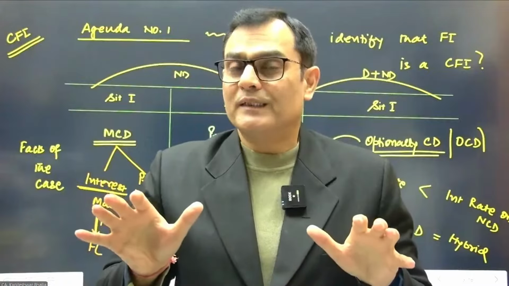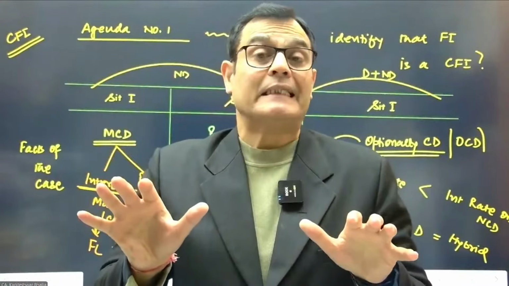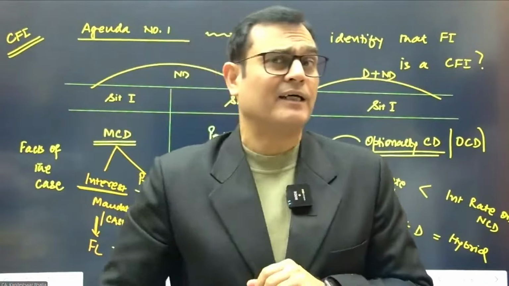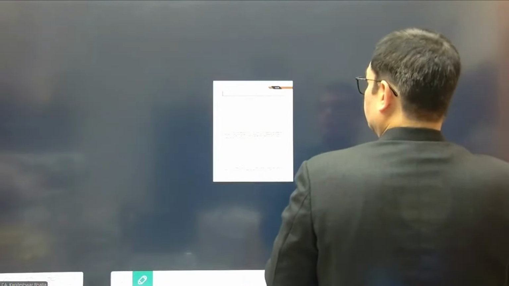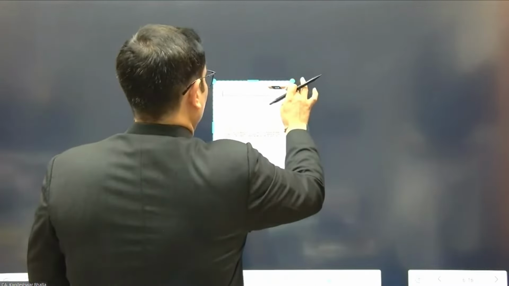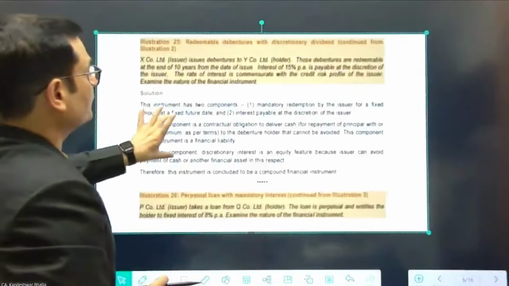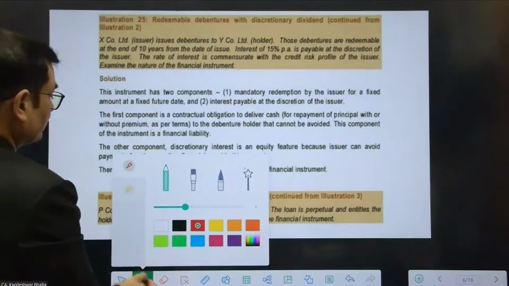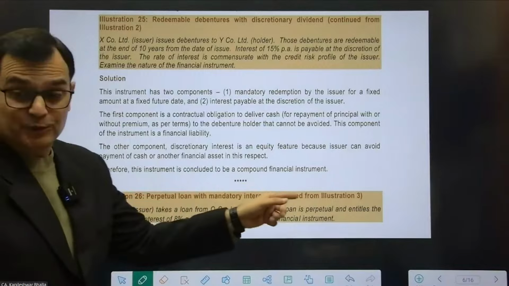Okay, now what we're going to do is look at some illustrations in the study material in unit number 3 and see that they are compound instruments based on our understanding. Let's proceed. So I am first coming to illustration number 25. That's an extension of illustration number 2 in the previous unit. I'll crop this so that it is visibly clear. These are extensions of the illustrations in unit number 1. Even illustration number 3 is going to come at this stage.